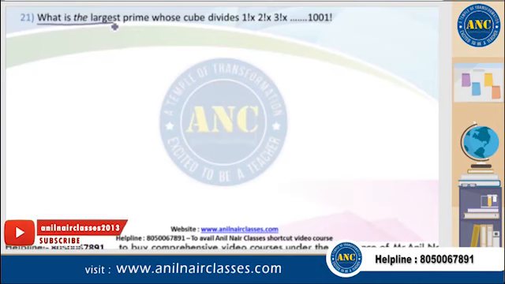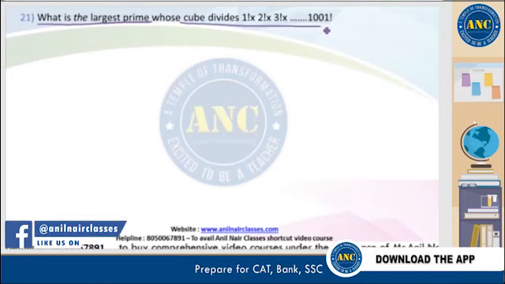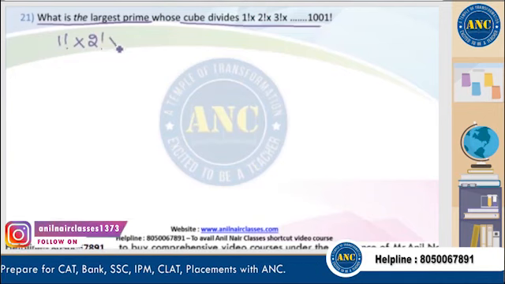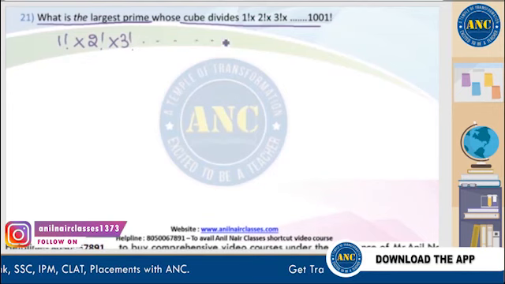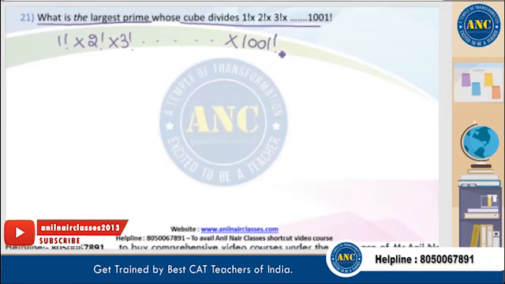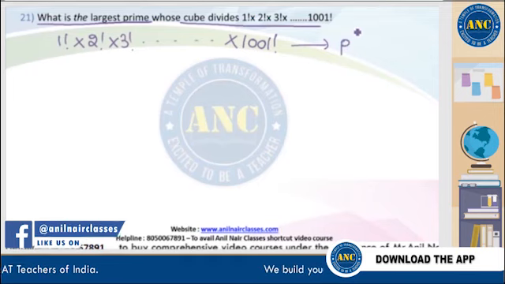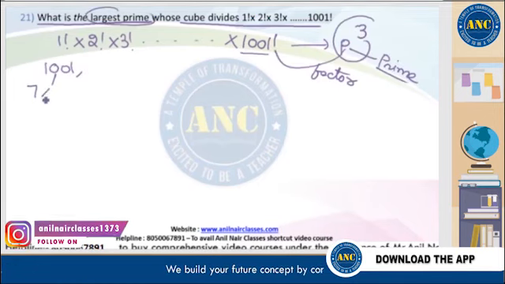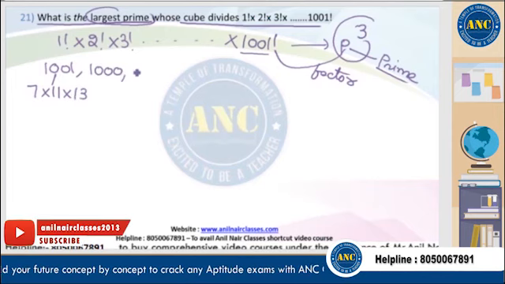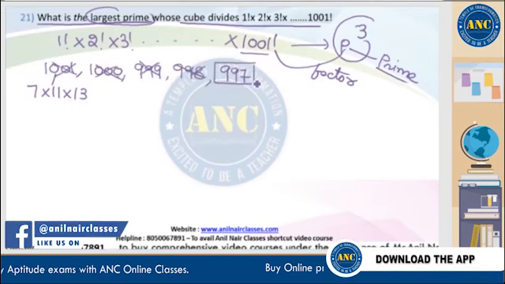21st. What is the largest prime number whose cube divides 1 factorial into 2 factorial, 1 factorial into 2 factorial into 3 factorial, and so on up to 1001 factorial? In this number, there is a prime number, say P. What is the largest? 1001 is 7 into 11 into 13. 1000 is an even number, not possible. 999 is divisible by 3, not worthy.